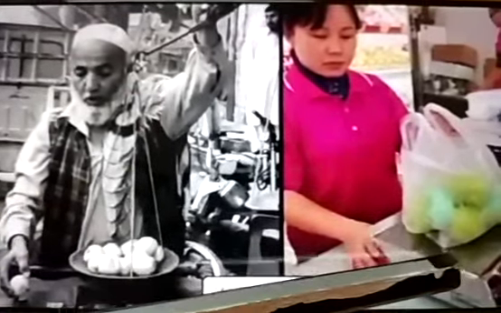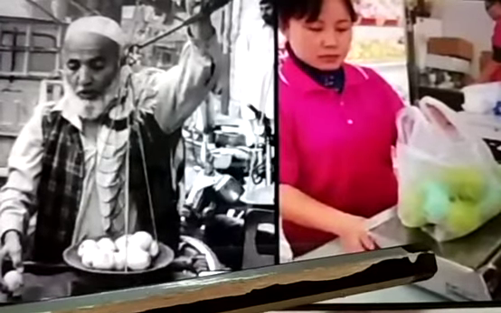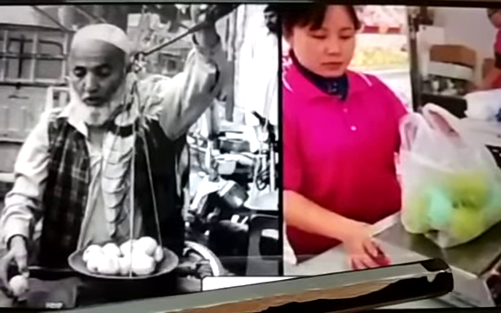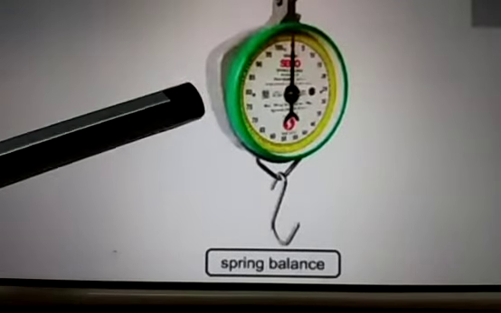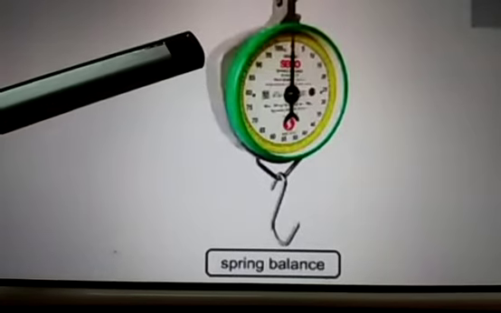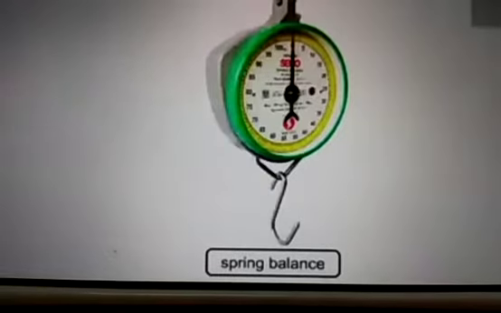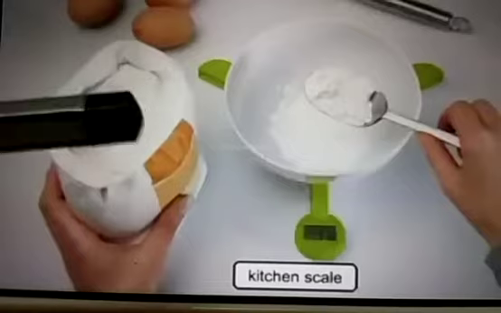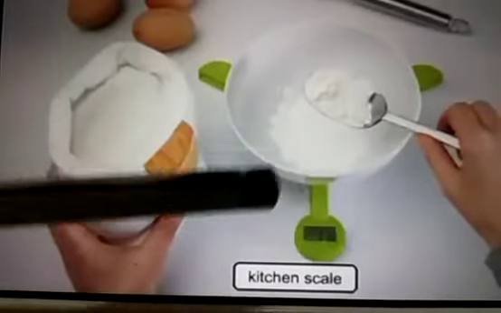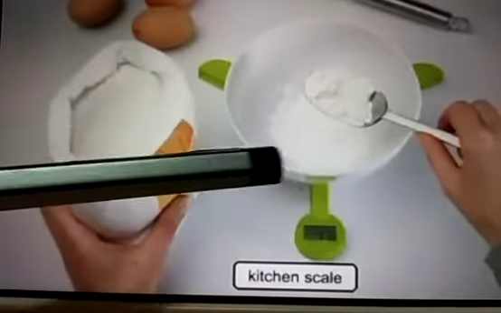This one is an electronic weighing scale. This is used in malls and all. You see this type of scale in malls, no students? This is a spring balance, students. This is used to weigh heavy objects, for example a 50 kg rice bag. This one is a small kitchen scale. When we are baking a cake and all, we use this type of scale.